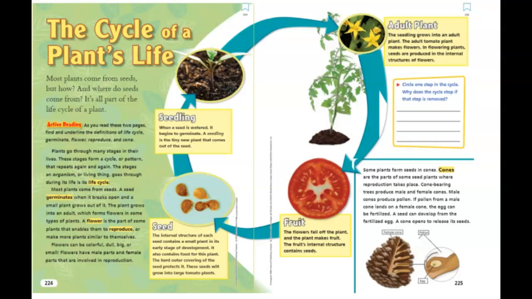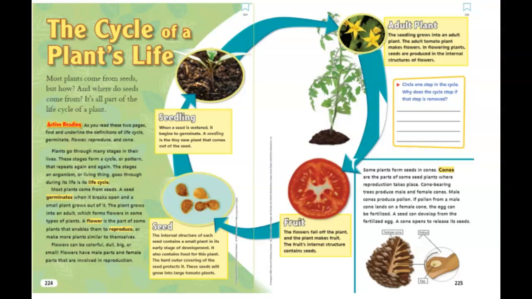Plants go through many stages in their lives. These stages form a cycle or pattern that repeats again and again. The stages an organism or living thing goes through during its life is its life cycle. Most plants come from seeds. A seed germinates when it breaks open and a small plant grows out of it. The plant grows into an adult, which forms flowers in some types of plants.